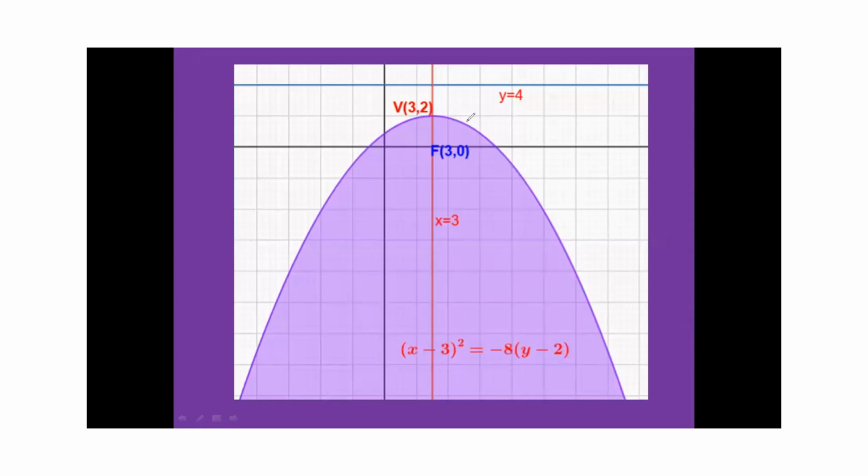This is the graph of this parabola. This is the directrix. This is the vertex of the parabola, and this is the focal point. This is the axis of symmetry, which is x equals 3, and this is the equation of the parabola.